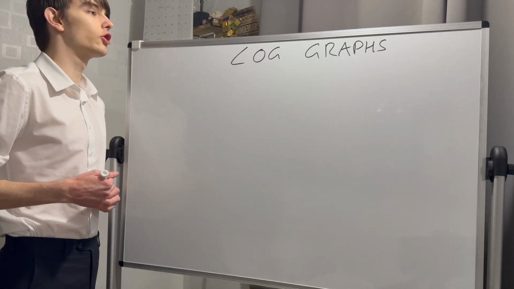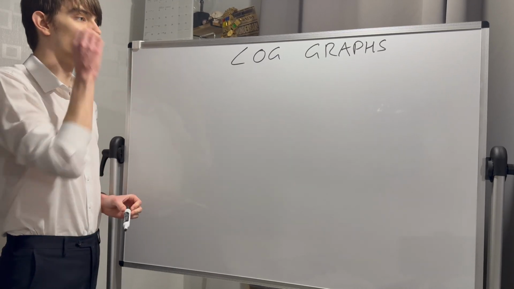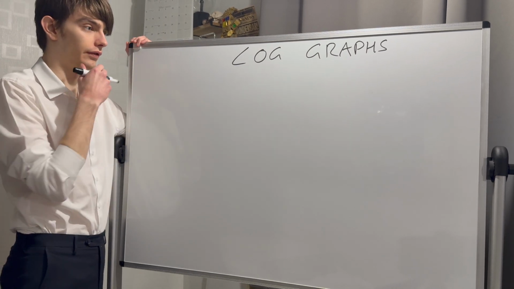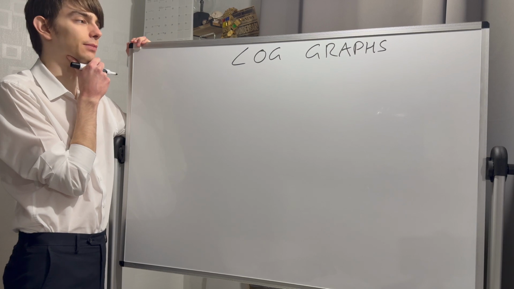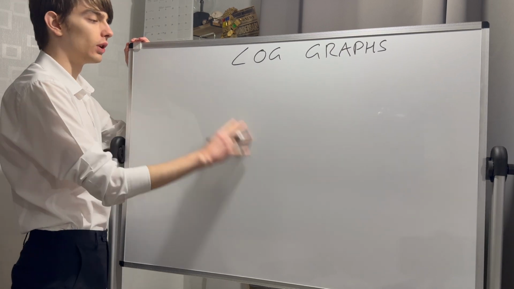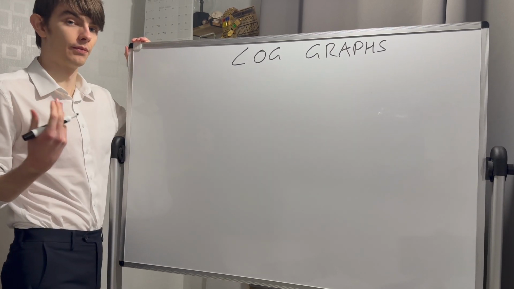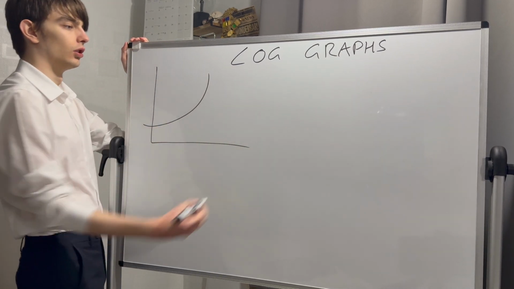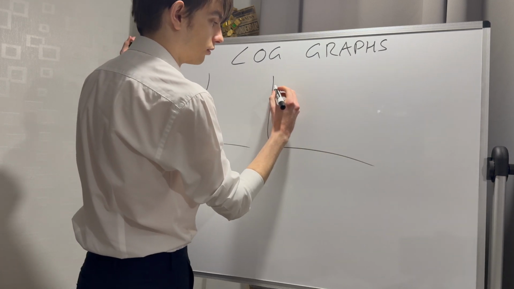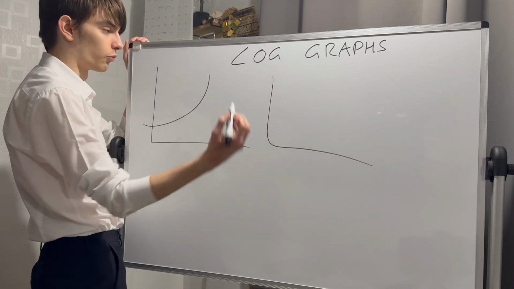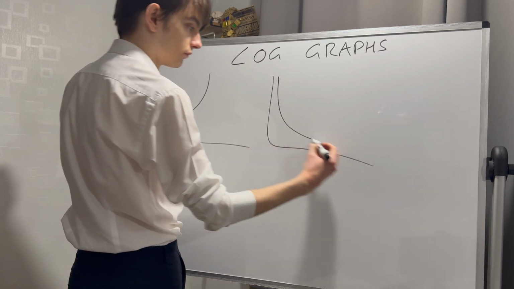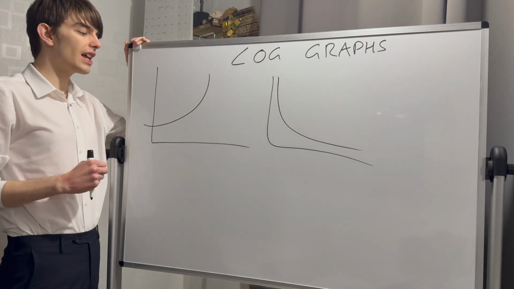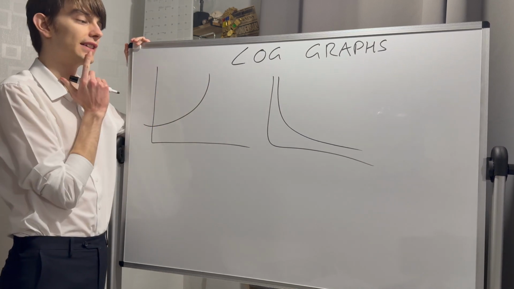Okay, now we are going to talk about this idea of log graphs. Now, as we saw a couple of videos ago in the introduction to exponentials, we saw what an exponential graph looks like. Usually, an exponential graph looks something like this, or some transformation of that, maybe. Point being, exponential graphs generally look something like this.